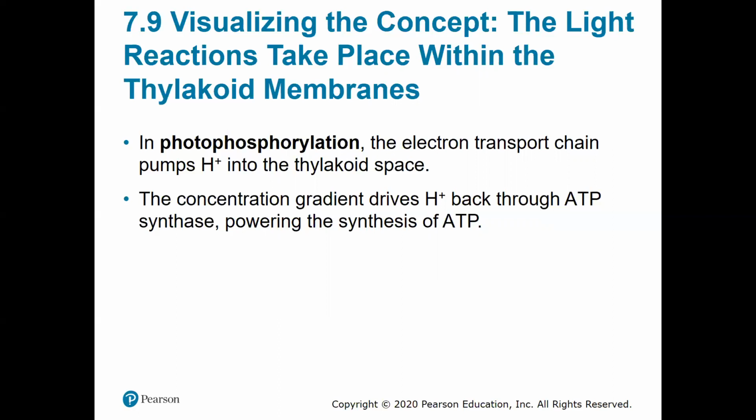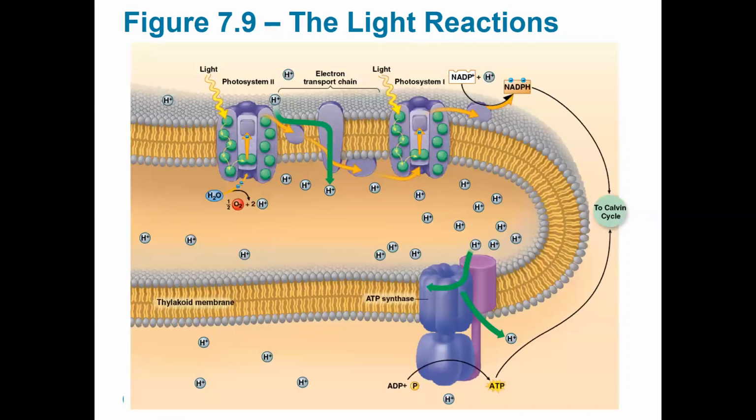Hydrogen ion is transferred across the membrane and it creates a concentration gradient, which then ATP synthase, which was also found in cellular respiration, is going to undergo chemiosmosis and create ATP, a lot of ATP. So this is the overall light reactions, and let me just run through it right quick.